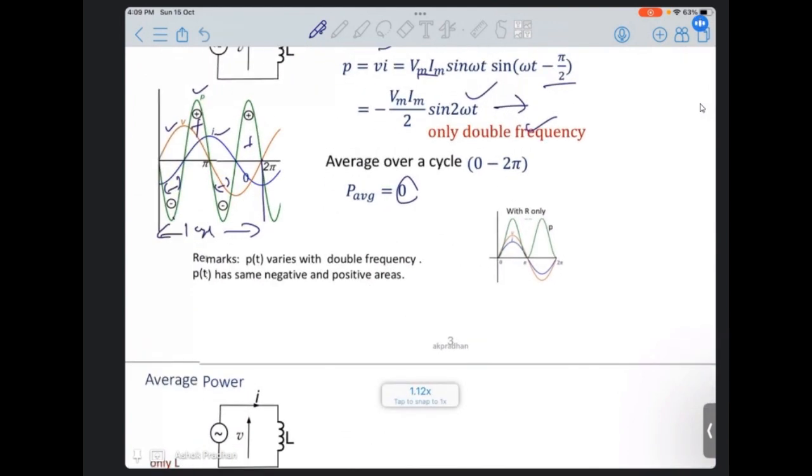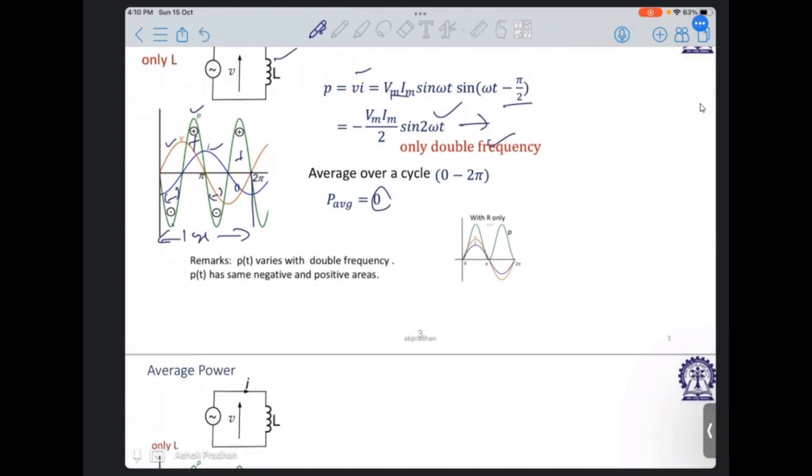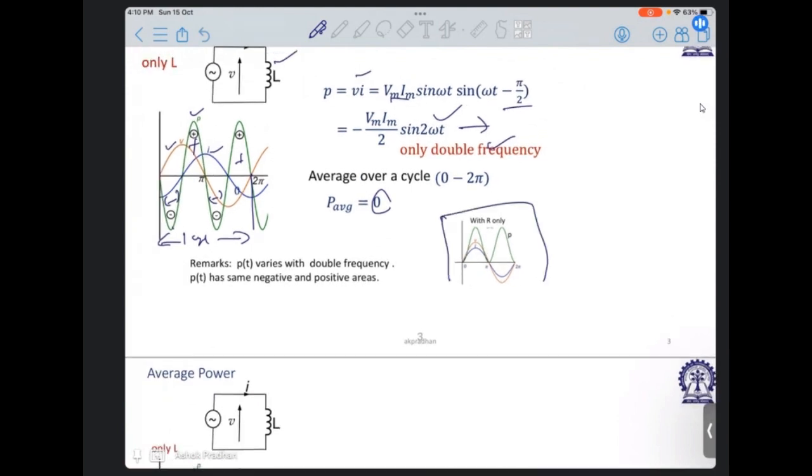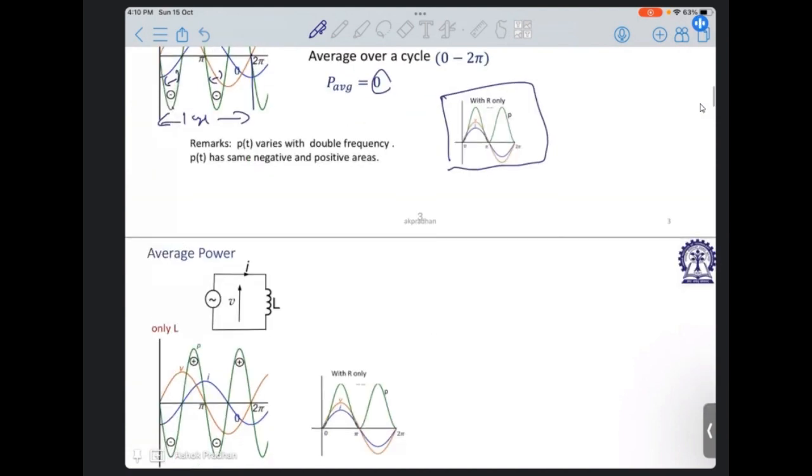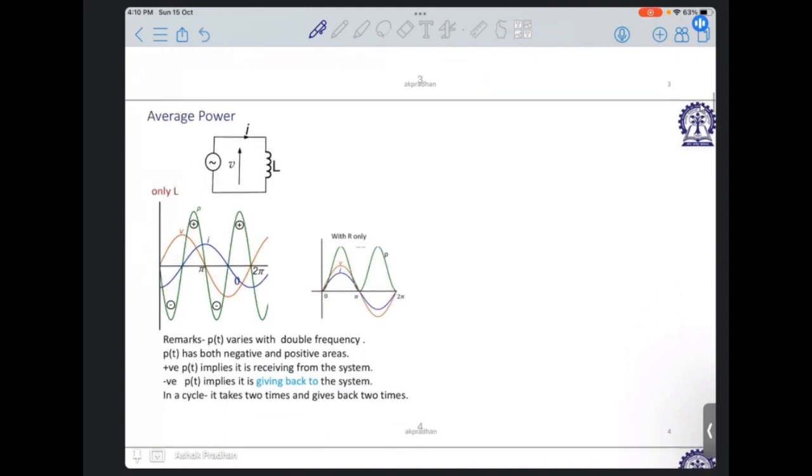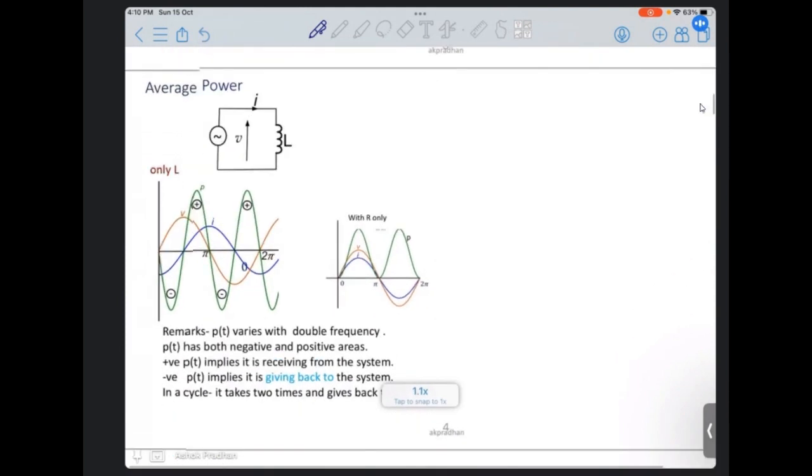But in this case, it happens to be 0. Here we say that earlier, in case of only resistance, we took P to be only in the positive half, not in the negative. But here it has both positive and negative halves. Most of these things are known; I am just repeating them to start with.